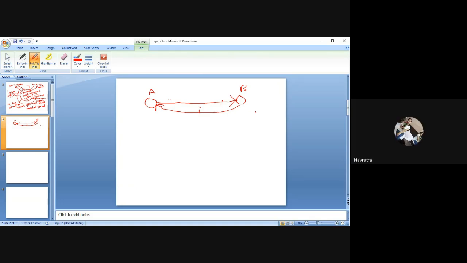Wireless communication system. Walkie-talkie in police station uses this mode.